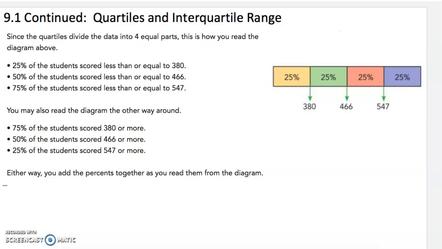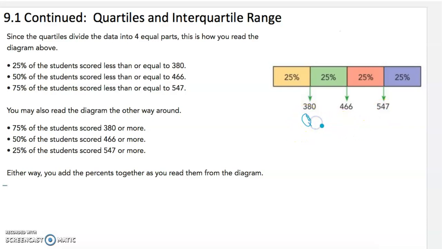We're going to continue with lesson 9.1 and we'll keep talking about quartiles, and we're going to introduce something new called the interquartile range. Now, the first thing I want to do is look at this diagram here to the right. This represents the data from a standardized test score. And these three numbers down here, the 380, 466, and 547, they represent the quartiles.